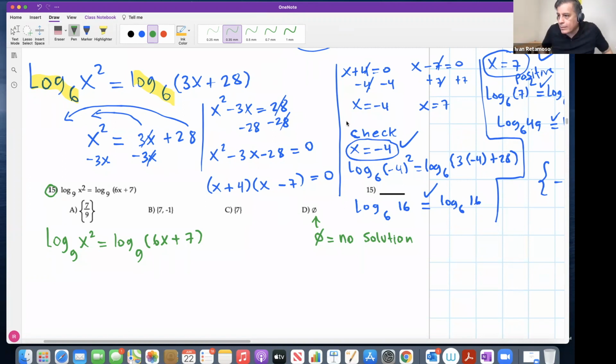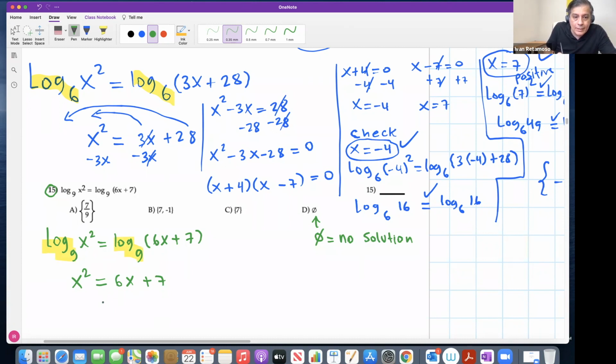Jing, great, excellent. Very good, good job there. Remember, guys, when you have two logs and they have the same base, you just drop the logs, and you set the arguments equal to each other. And you may ask, Professor, what happens when the base is different? I will show you more strategies for that. Tomorrow, for example, we're going to see very, very challenging logarithmic equations, but we have to make sure that the basic stuff is well done first.